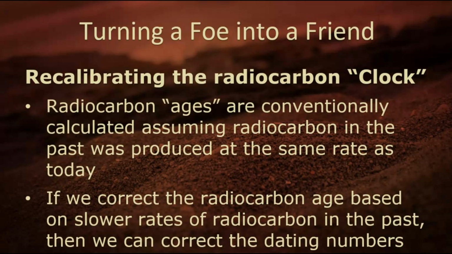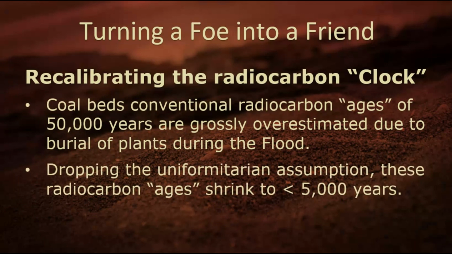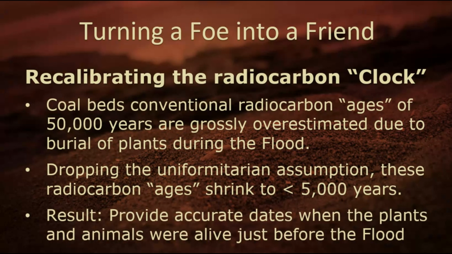If we correct the radiocarbon age based on slower rates of radiocarbon production in the past, then we can correct the dating numbers. Coal beds, conventionally given radiocarbon ages of 50,000 years, are grossly overestimated due to burial of plants during the flood. Dropping that uniformitarian assumption and accounting for the flood, we can shorten the radiocarbon age to less than 5,000 years.